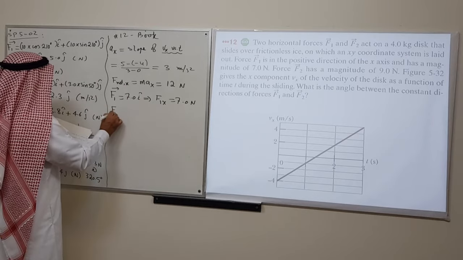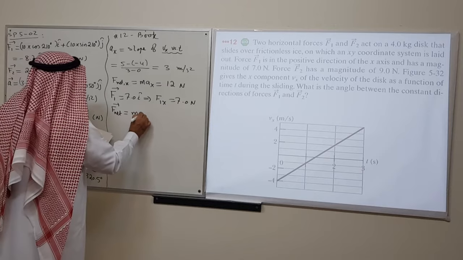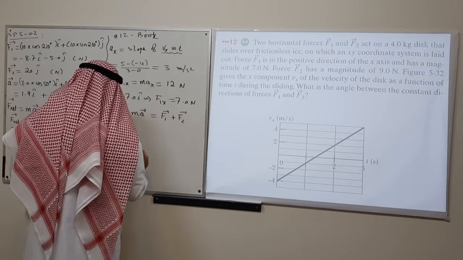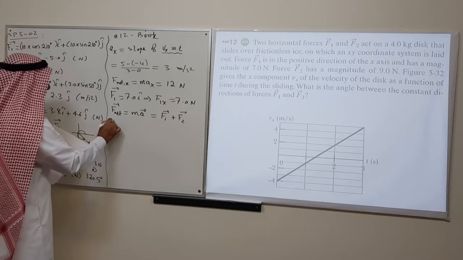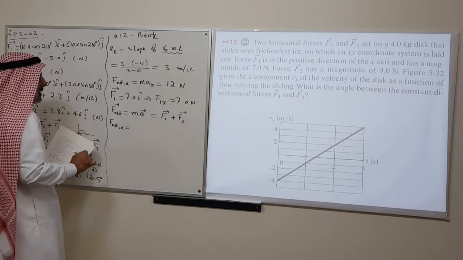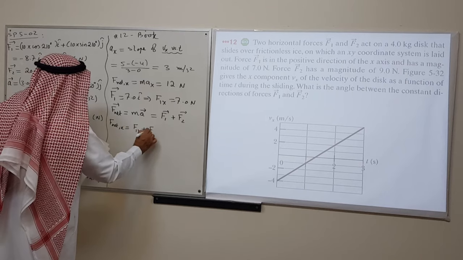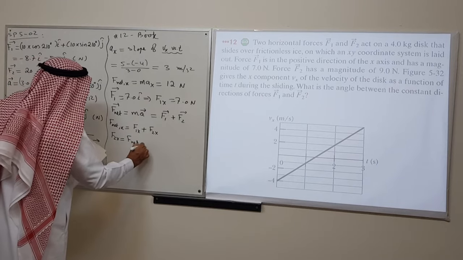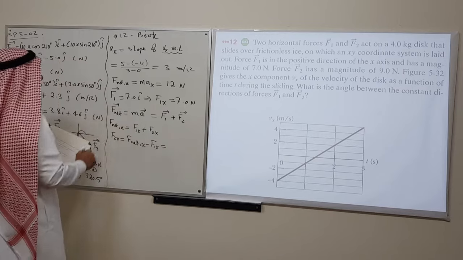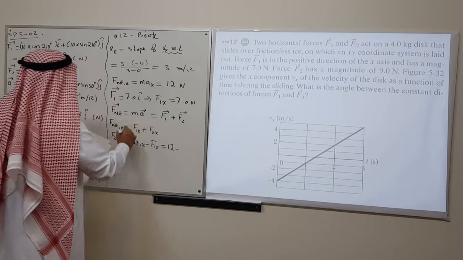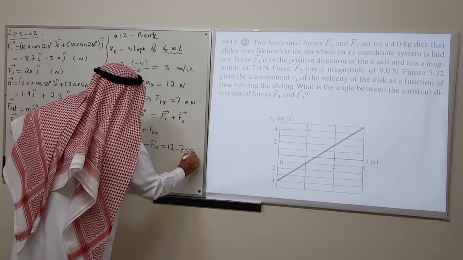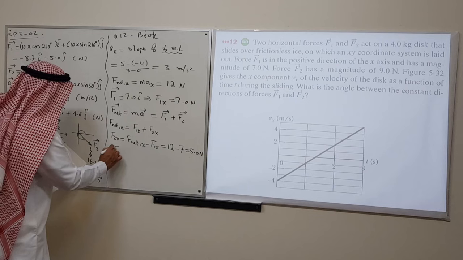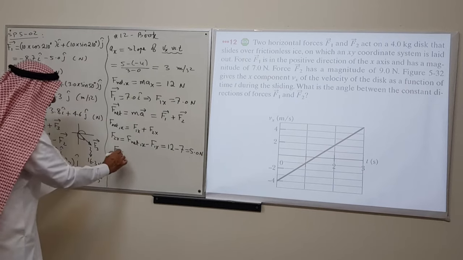Now, remember that F net, Newton's second law, F net is equal to ma, which is equal to F1 plus F2. So if you take the x component of this equation, F net x is equal to F1x plus F2x. F2x is equal to F net x minus F1x. How much is that? F net x is 12 minus F1x, 7, so that is equal to 5 newtons. And it is positive.